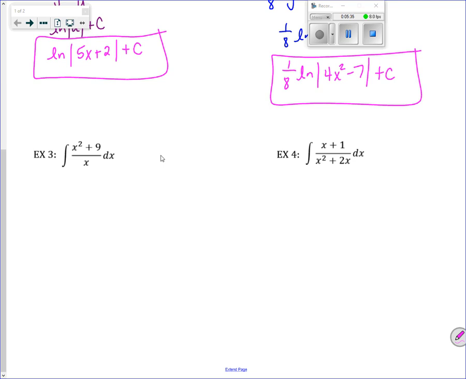Well, I'm hoping on example 3 you go, Ms. Pruitt, that's not even a u substitution problem, because I know when this is just a monomial, I want to just divide. So that problem, not that you have to show all these steps, you're like, well, I could write that like this. I could undo the common denominator, if you will. I mean, isn't that true? So that's really just the integral of x plus 9 over x dx.